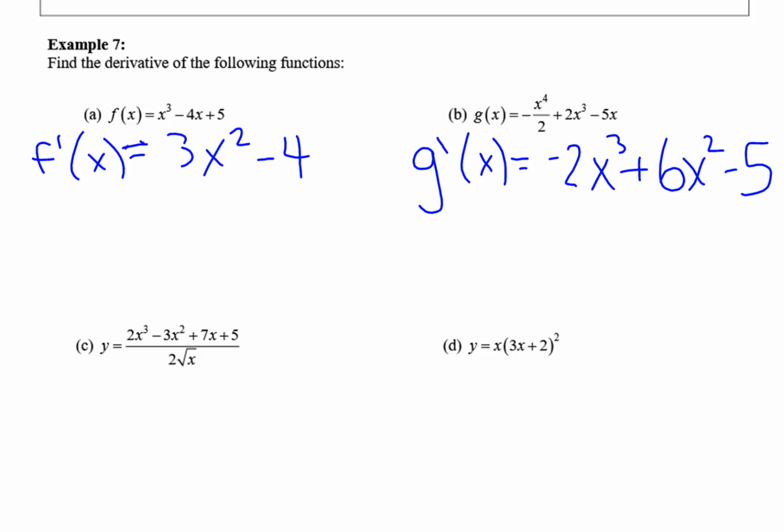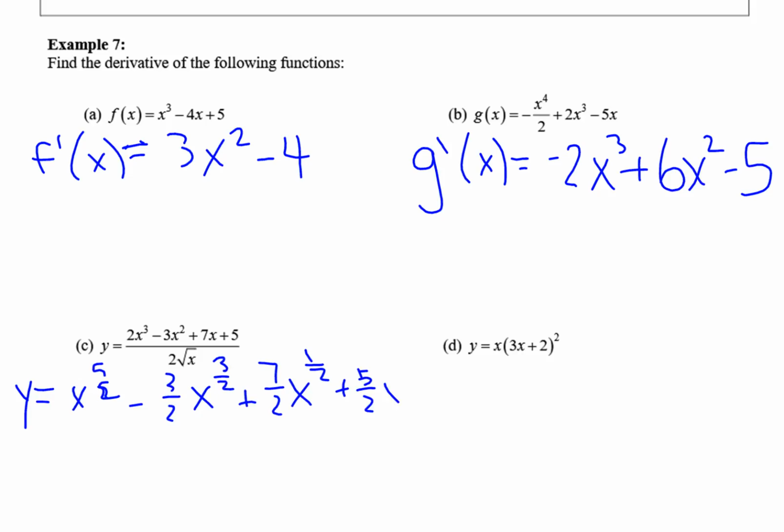Okay, this one, I think you will have to rewrite it since you don't know the quotient rule yet. So 2 divided by 2, that gives us 1. X cubed over x to the 1/2, that gives us x to the 5/2. And notice I labeled it y because I'm not taking the derivative. Okay, minus 3/2 x to the 3/2 plus 7/2 x to the 1/2 plus 5/2 x to the negative 1/2.